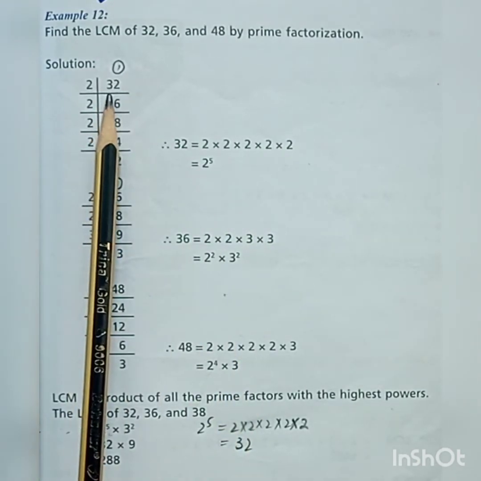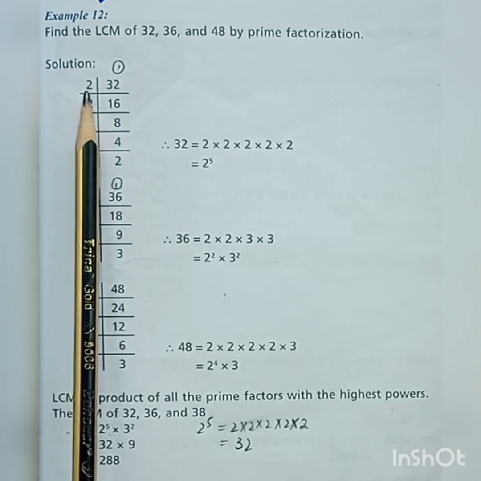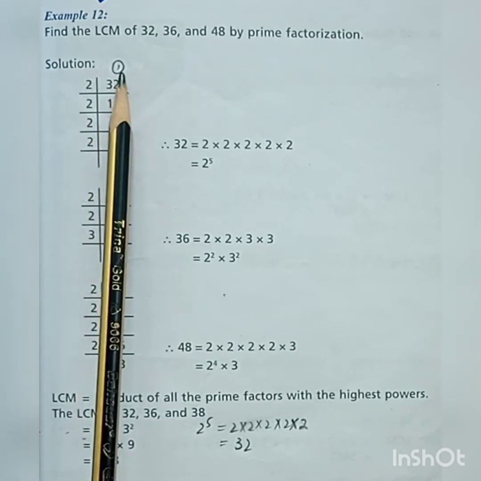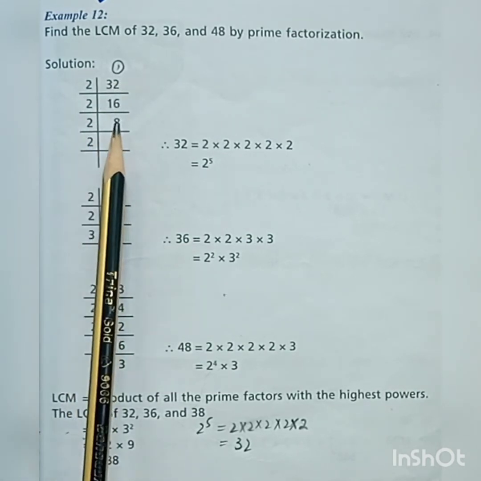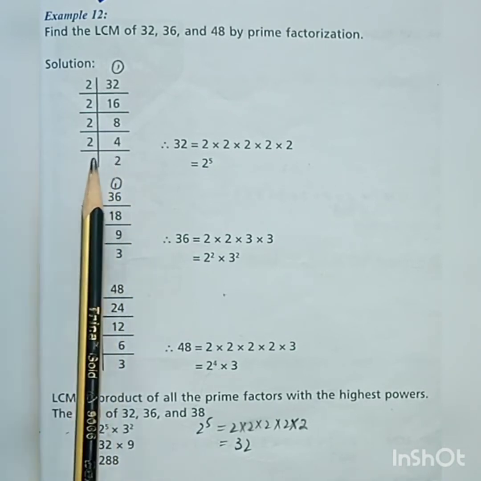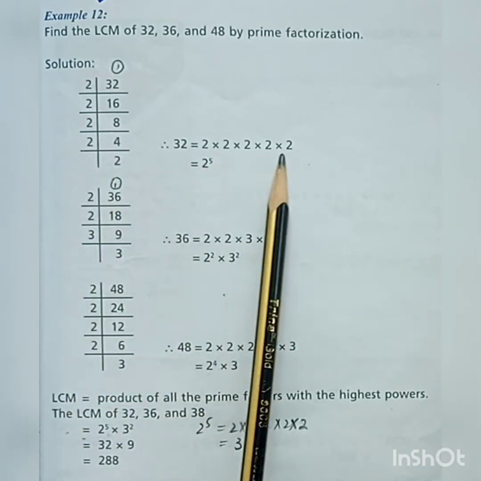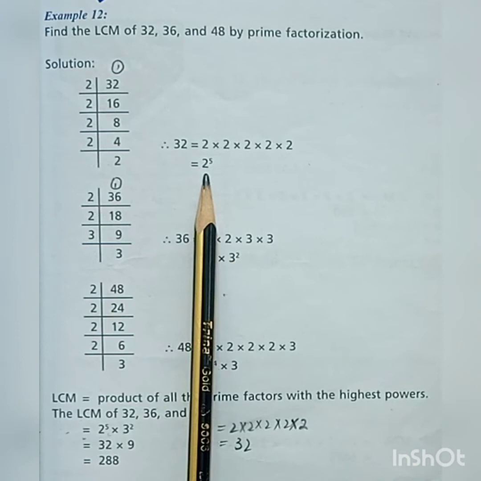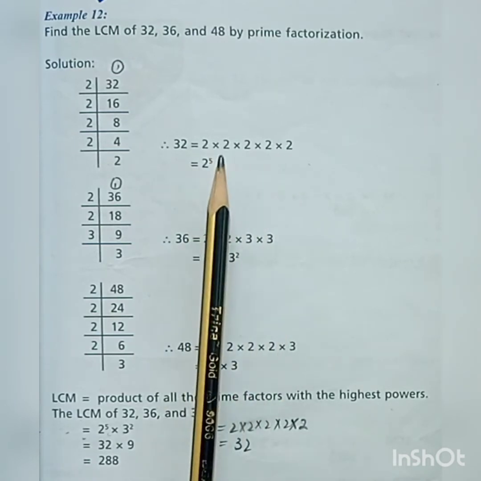Firstly, find the prime factors of 32. Start with the smallest prime number 2. 2 1s are 2, 2 16s are 32... 2 8s are 16, 2 4s are 8, 2 2s are 4 and 2 1s are 2. These are the prime factors of 32. Here we use 2 raised to power 5 because 2 is being multiplied 5 times.